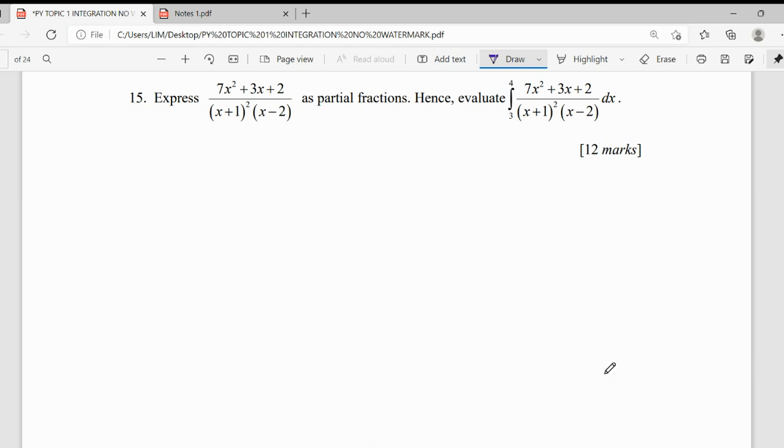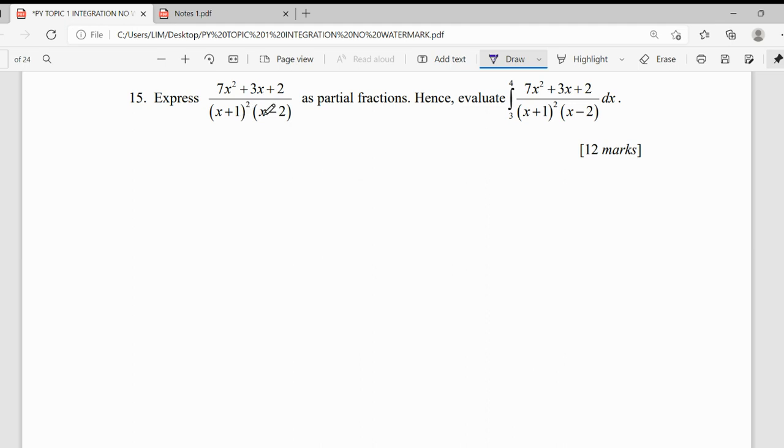So we look at our fractions here. The numerator is quadratic. The denominator is x squared, and x squared times another x will be x to the power of 3. So numerator x to the power of 2, denominator x to the power of 3. So this is proper. That will be our first step: identify whether our fraction is proper or not. So this is proper.